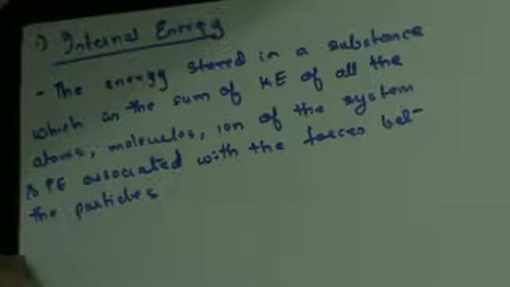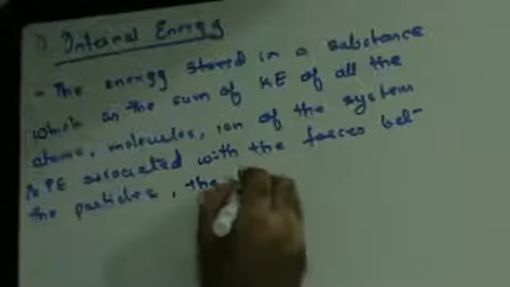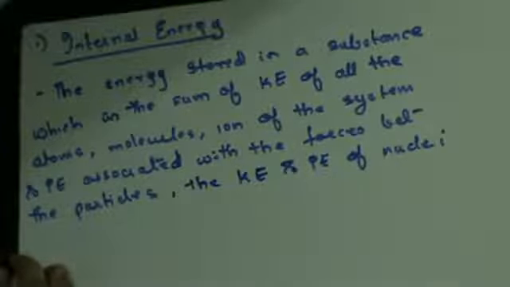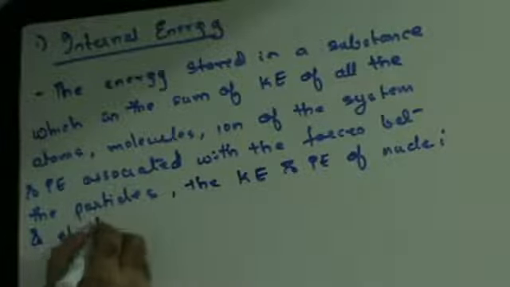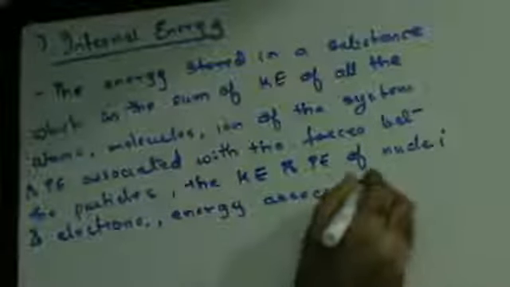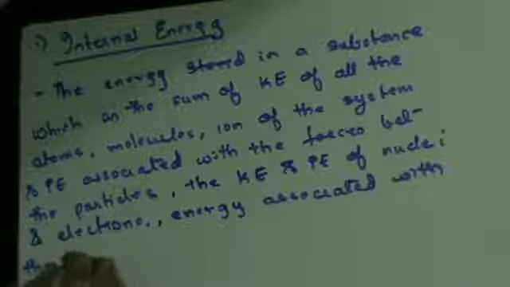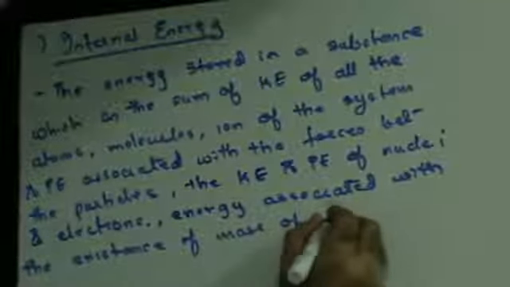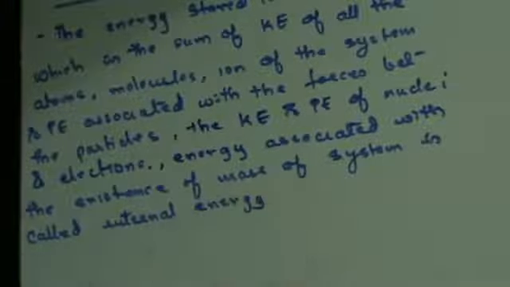Right? The kinetic energy and potential energy of the nuclei, and where else will it be? Electrons. The electrons will also possess certain potential energy and kinetic energy, and the energy associated with the existence or mass of the system. Energy associated with the existence of mass of the system is called internal energy. So that is what is my internal energy.